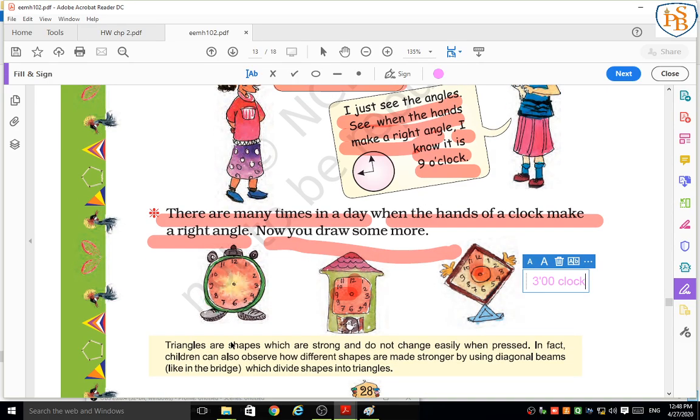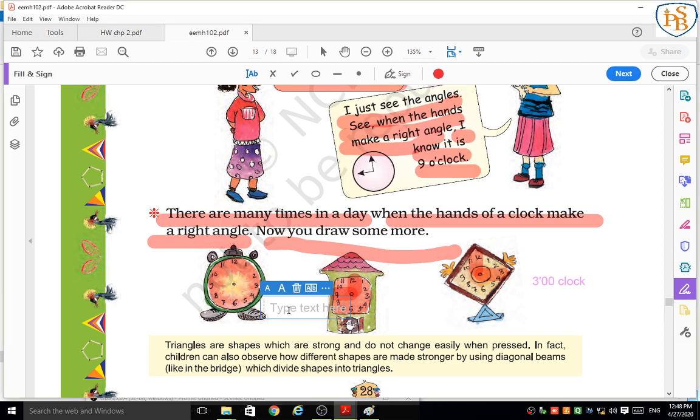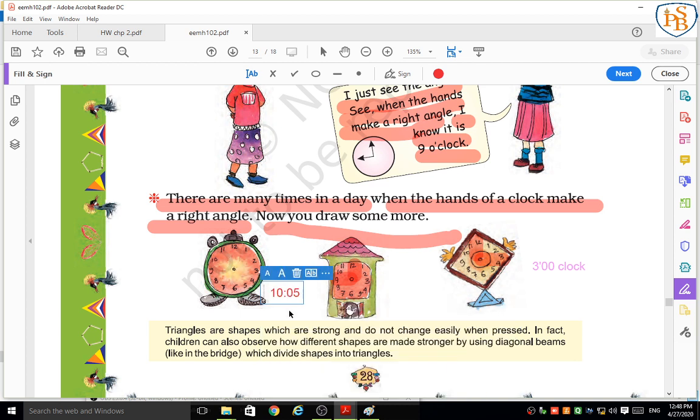Can you say at what time the hands of the clock make a right angle? Yes, very good. At the time of 10:05. I will write over here. If we see the hands at 10:05, then the hands of the clock make a right angle at 10:05.